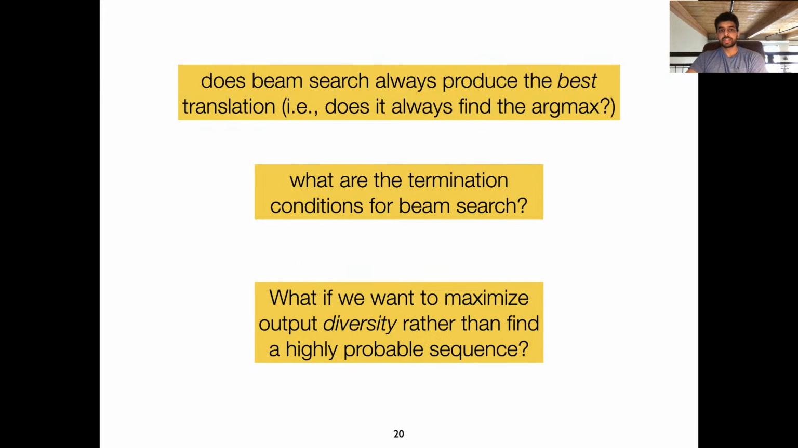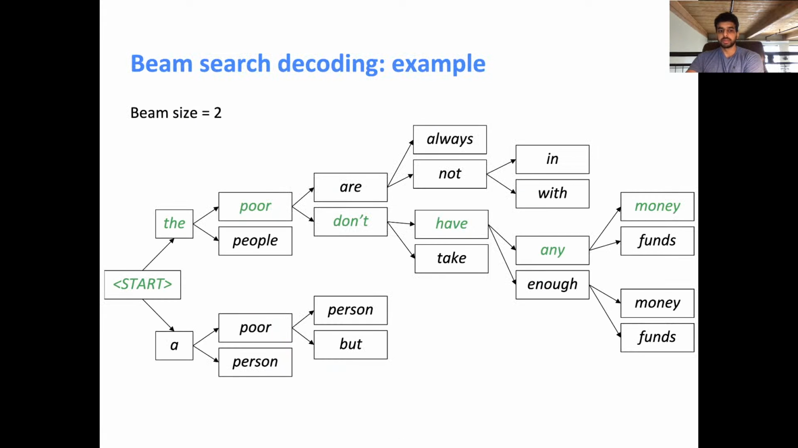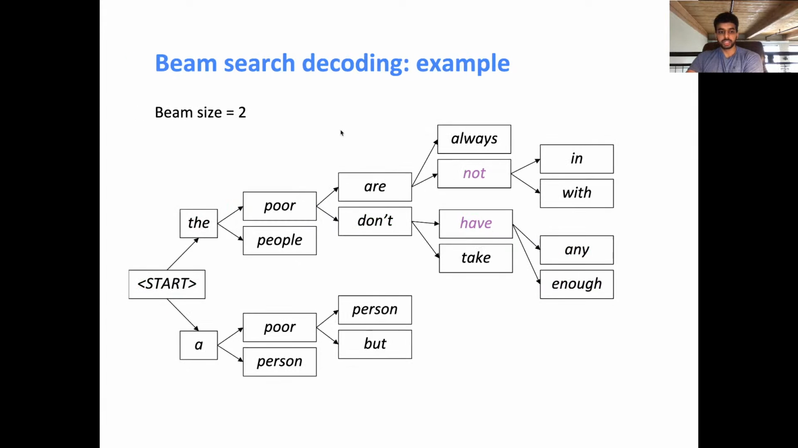So first of all, we should consider, does it always produce the best translation? Like, does it compute the argmax? So usually I allow students to come up with answers to these questions, but in this case, I'm not. Okay, so before we get into that, there's a question. Why did we stop considering the lower branch?